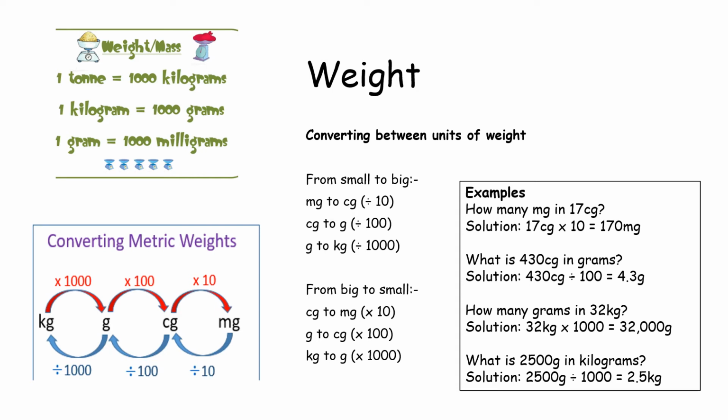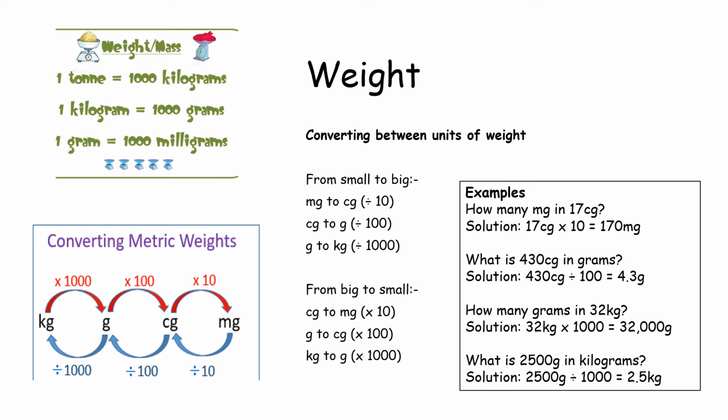So again, let's go over a few examples just so that you know what you're doing. First question asks you how many milligrams are in 17 centigrams. So we multiply 17 centigrams by 10, and we have 170 milligrams. Number 2, what is 430 centigrams in grams? So we're going from small to big, so we divide by 100, and our answer is 4.3 grams.